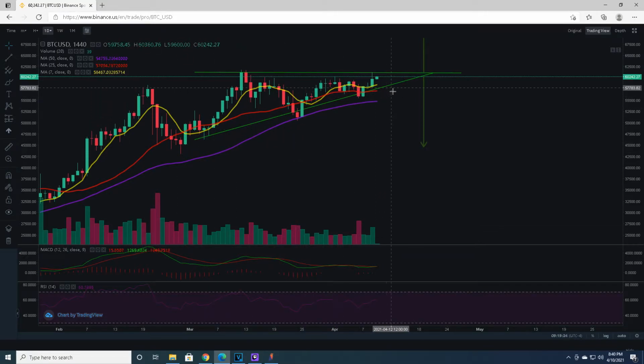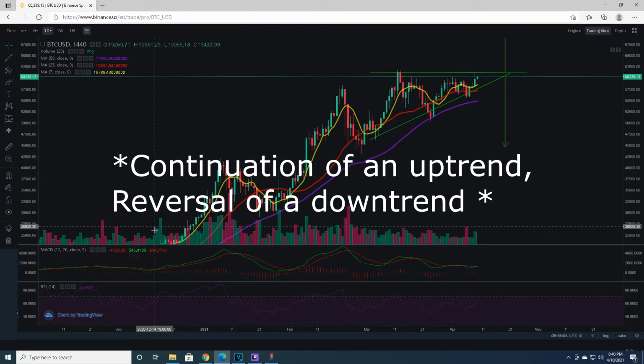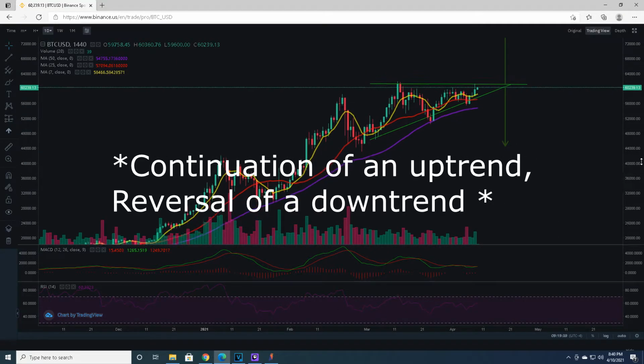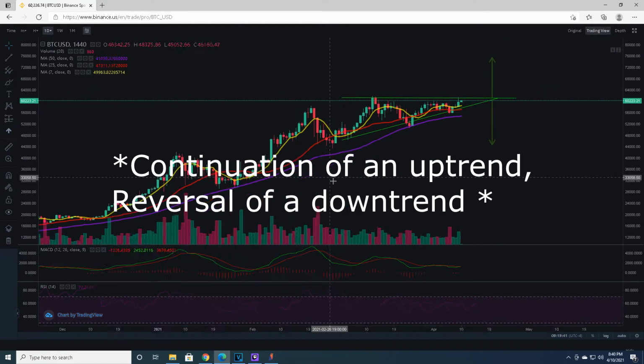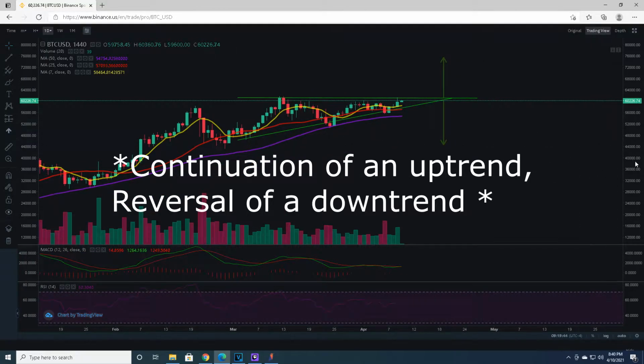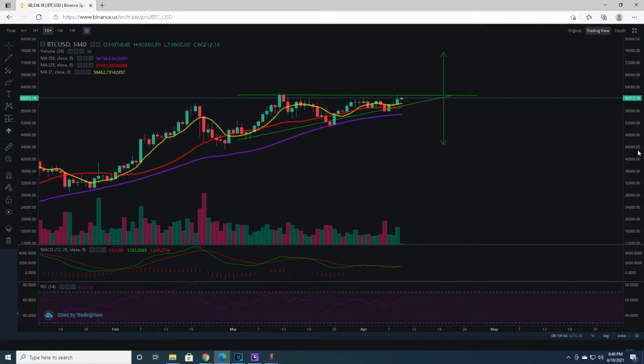This is an ascending triangle, and more often than not, this is going to be a continuation pattern, which means we're here, we're in an uptrend. It's an obvious uptrend. I can zoom out of this chart a little bit and you see that we're in an uptrend. And this pattern typically will identify as a consolidation period to continue to move higher, to continue the uptrend. It is, more often than not, going to be a continuation pattern.